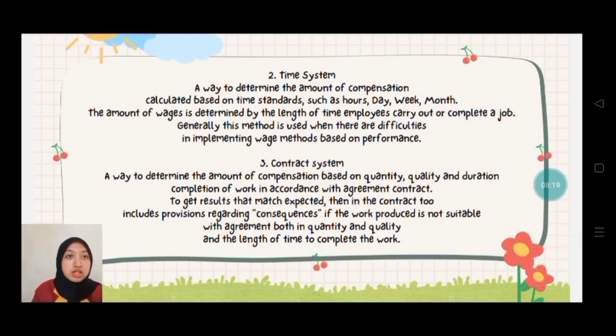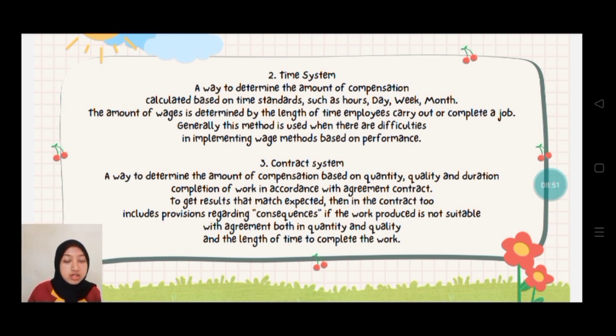2. Time system. A way to determine the amount of compensation. The amount of wages is determined by the length of time employees carry out or complete a job. Generally, this method is used when there are difficulties in implementing a wage method based on performance.